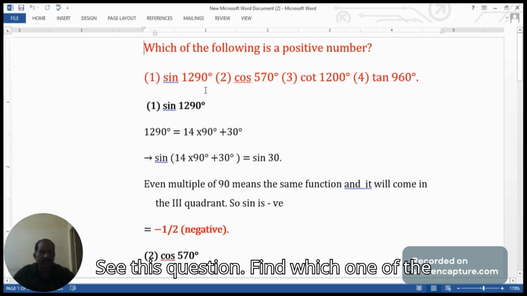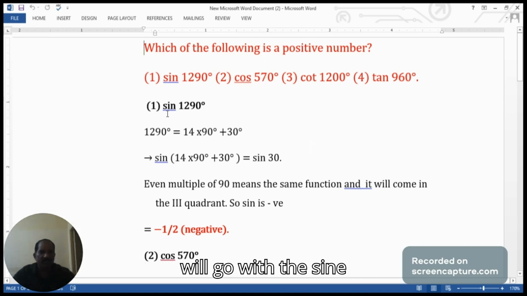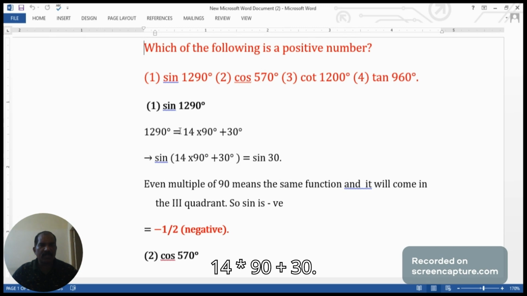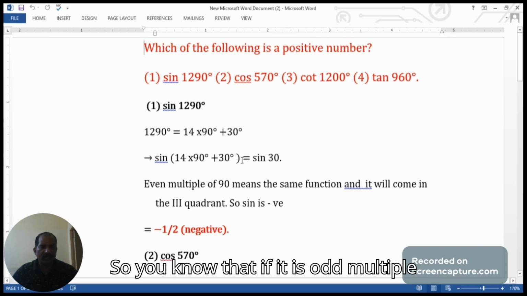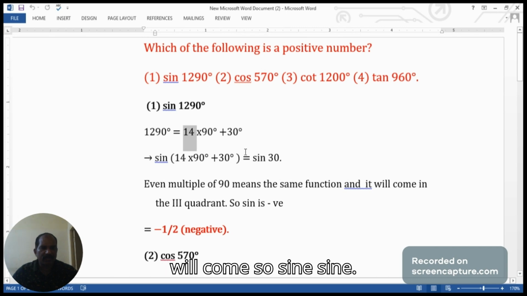See this question. Find which one of the following is a positive number. First, we will go with the sin 1290. 1290 we can write in multiples of 90. Then it will come 14 times 90 plus 30. So you know that if it is odd multiple, the corresponding cofunction will come. So sine of 14 into 90 plus 30 is equal to sine 30.